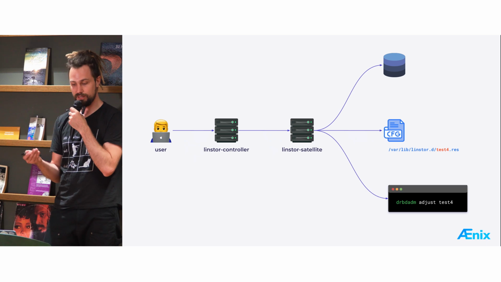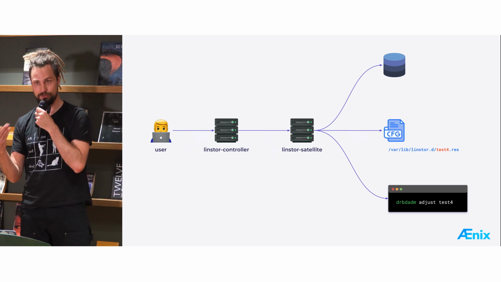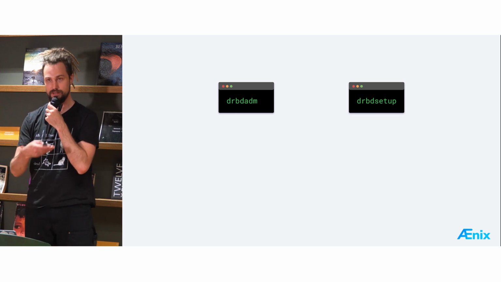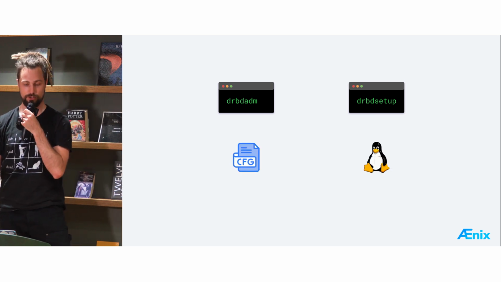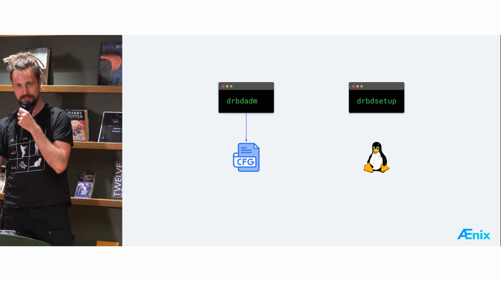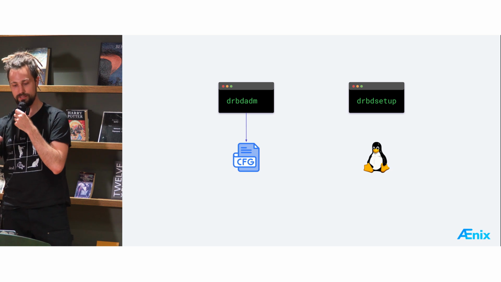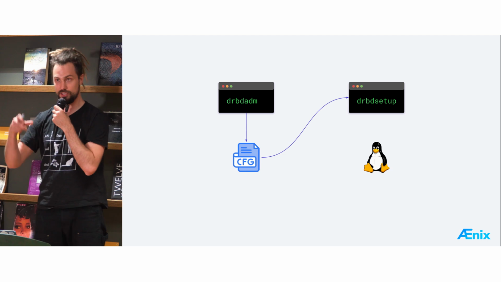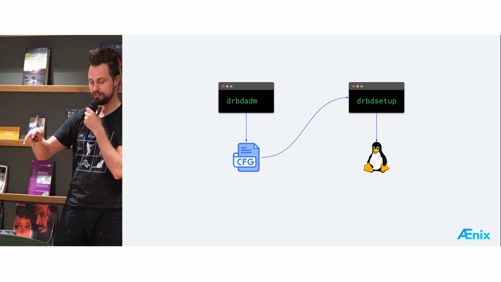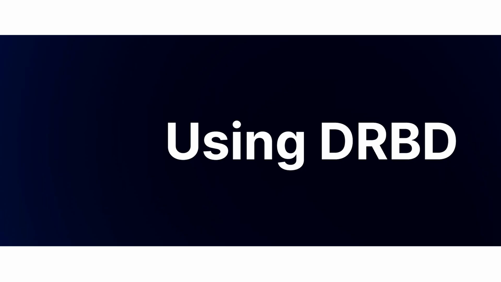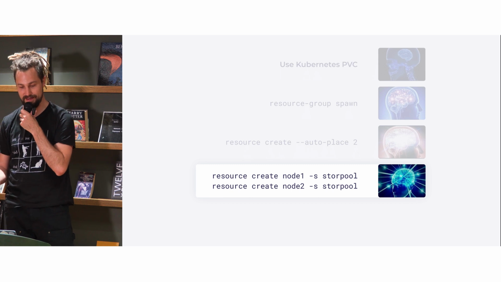And now let's talk about how you can interact with this. You have 2 components, LINSTOR satellite and LINSTOR controller. If you're interacting with LINSTOR, you're actually interacting with LINSTOR controller, which sends the commands to LINSTOR satellite, which actually manages the configuration. It creates the devices in LVM or ZFS. It writes DRBD configuration and also runs DRBD commands like drbdadm adjust.